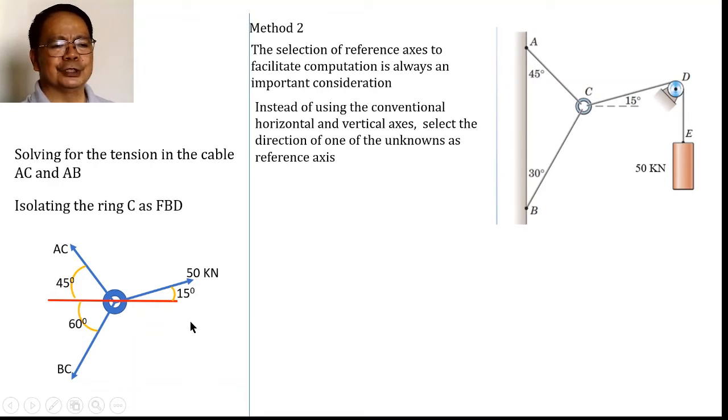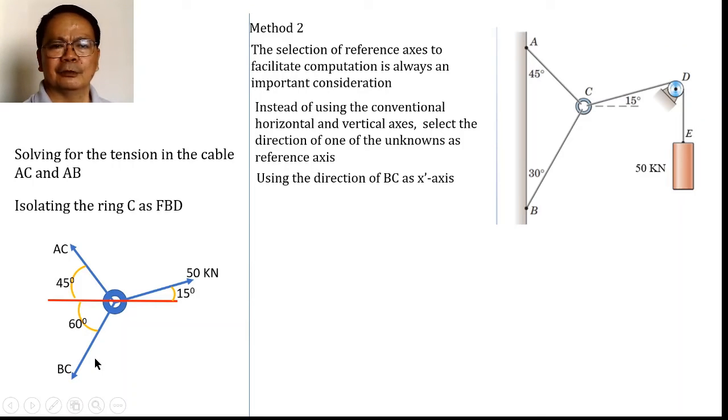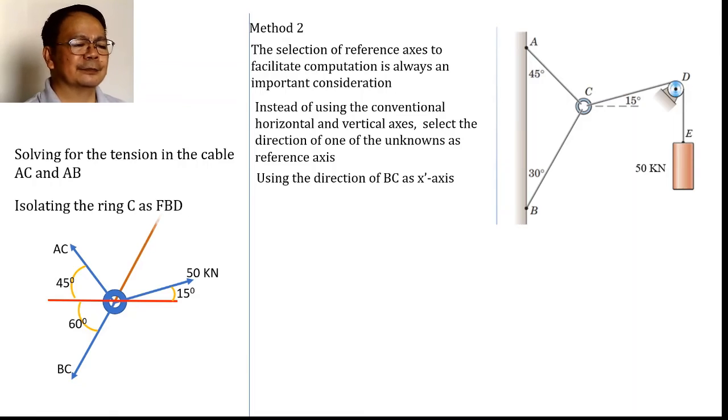Now, instead of using the conventional horizontal and vertical axes as I showed in method 1, we will be selecting the direction of one of the unknowns as the reference axis. There are two unknowns. I have AC, I have BC. Suppose I select the direction of BC as the selected reference axis. Instead of the x-axis, I will be using x prime, to specify that it is simply used in the computation. Suppose this is my x prime axis.